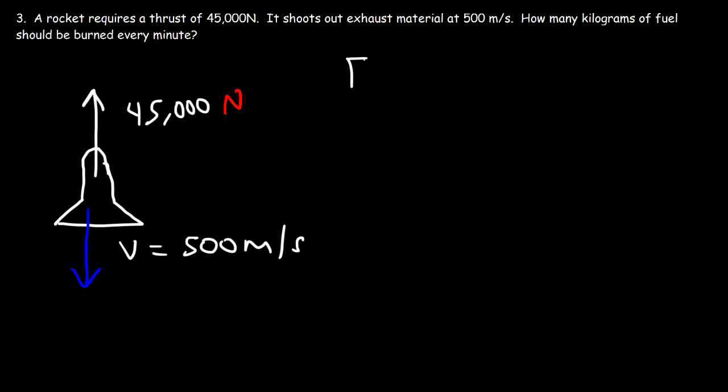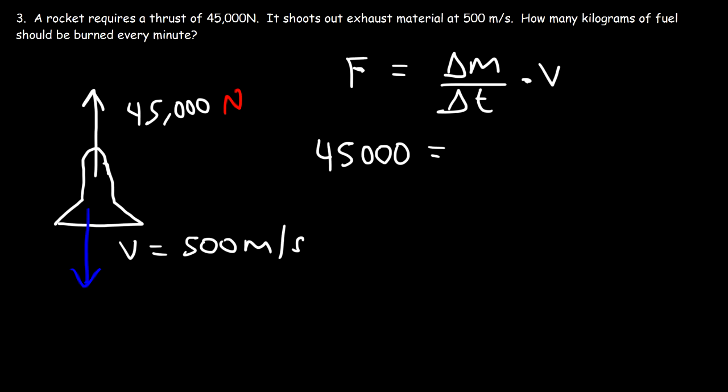So let's use this equation. F is equal to delta m over delta t times v. Now let's not worry about any negative signs because we just got to solve for the mass, and mass is always positive. So the magnitude of F has to be 45,000. Now we're looking for the change in mass, and we want to find out how many kilograms of fuel should be burned every minute. So the change in time is 60 seconds, and the velocity is 500.